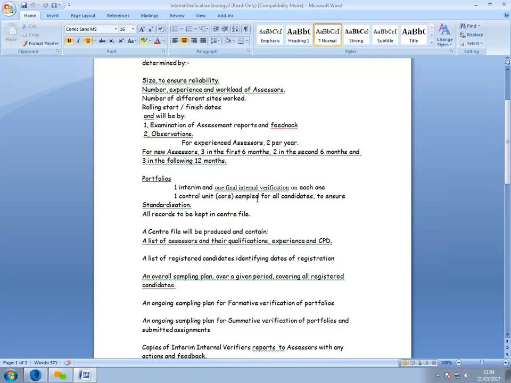1 control unit, core, sampled for all candidates to ensure standardisation. Now, this comes back to what we talked about before. Standardisation is a very important piece of the IQA's work. That is to make sure that the assessments across the qualification are fair. If you've got a number of assessors in a particular organisation assessing similar qualifications, then not just the methods of assessment should be similar. I'm not saying this should be exact in every instance, because circumstances at the assessment site may be different, but it's a look at the standard that's being applied.